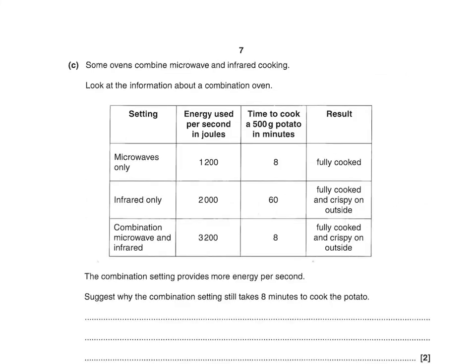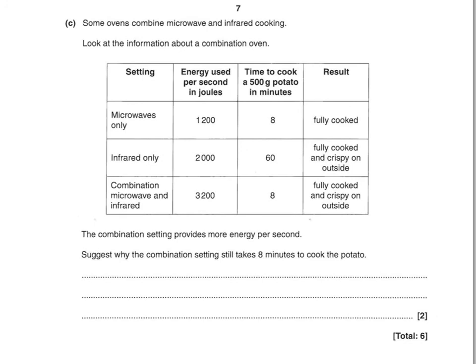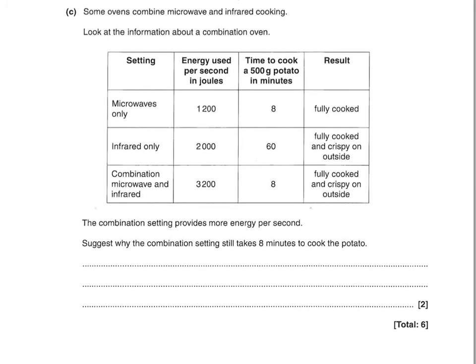Some ovens combine microwave and infrared cooking. Look at information about a combination oven. The combination setting provides more energy per second. Suggest why the combination setting still takes 8 minutes to cook the potato. So first mark for saying that infrared will not penetrate to the centre of the potato, or only crisps or heats the outside. And the second mark for saying so they need all the microwave heating. So 8 minutes of microwave heating, or all the cooking is done by the microwave.